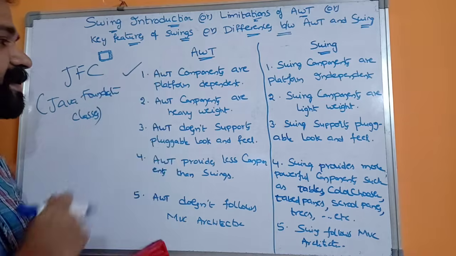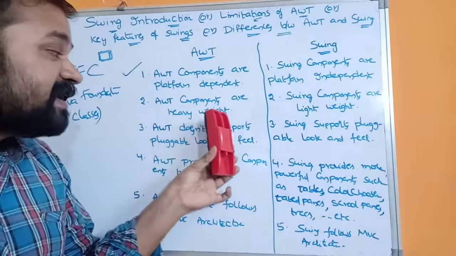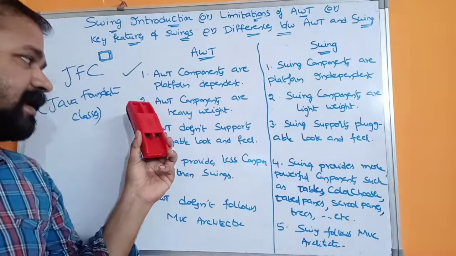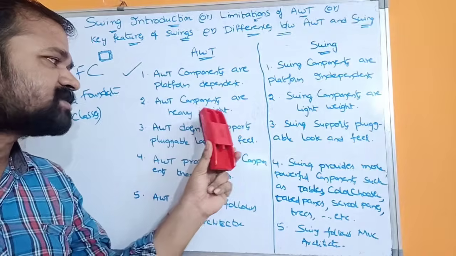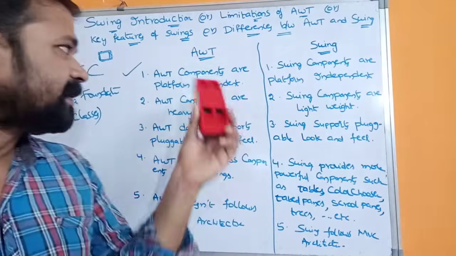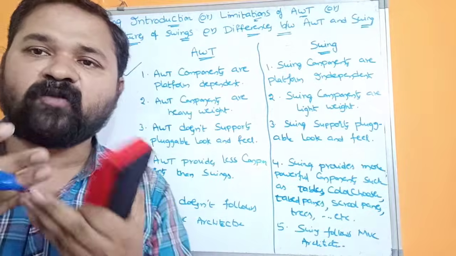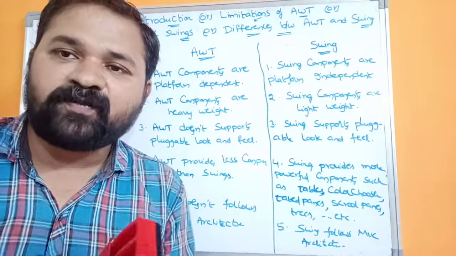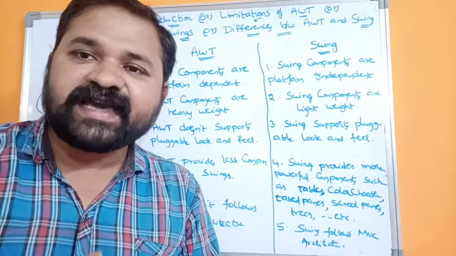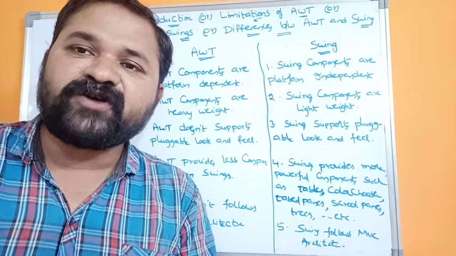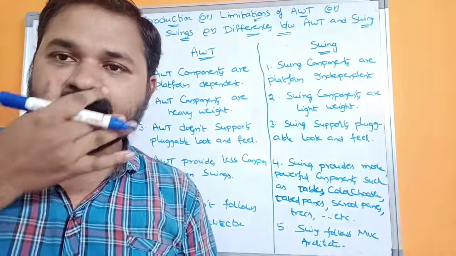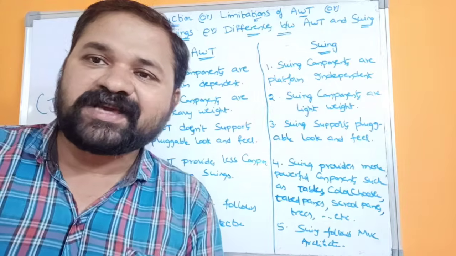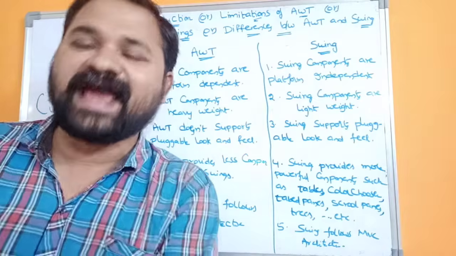Now let's see the second point. AWT components are heavyweight, whereas swing components are lightweight. Now let's see why AWT components are heavyweight. We know that AWT depends upon the corresponding operating system. Every operating system is developed with the help of some programming language. If you take the example of Windows operating system, it was mainly developed using C#.NET. If you take the example of Linux operating system, it was written using C language.